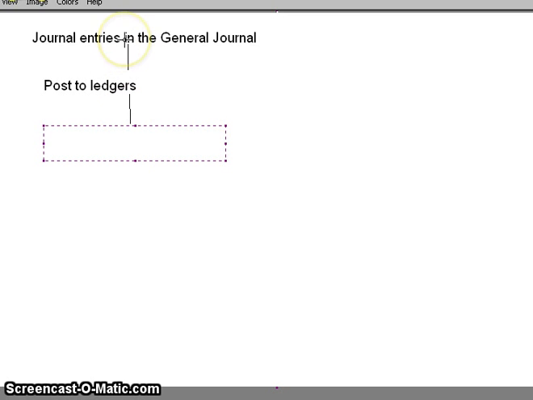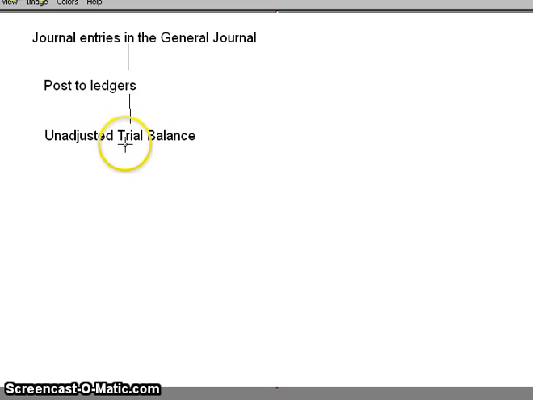Okay, so after you prepare the journal entries in the general journal and you post to the ledgers, the next stop was the unadjusted trial balance. And the unadjusted trial balance, all it really would tell you is whether or not your debits equal your credits. The unadjusted trial balance takes all the balances of all the accounts in the ledgers and makes sure that all of my debits equal all of my credits. Now that's all it really does.